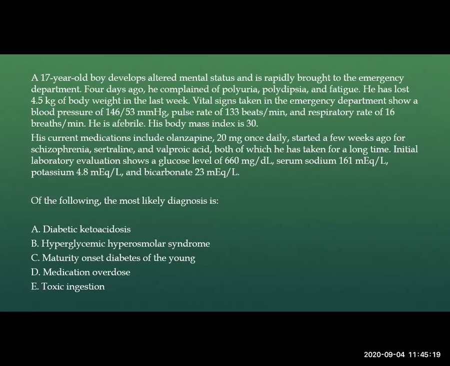B. Yeah, exactly, right? Because you see that he has a really high blood sugar above 600. He's hypernatremic, right? The antipsychotic medication can certainly increase your blood sugars. So it's not DKA. It doesn't really fit in with this. Medication overdose, no, because none of these are going to cause these sorts of symptoms. And the same thing with the toxic ingestion. This is really more consistent with HHS rather than anything else.